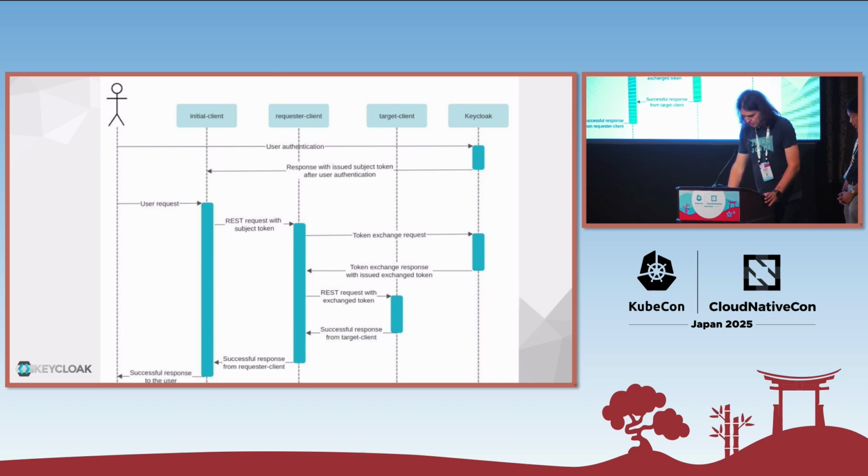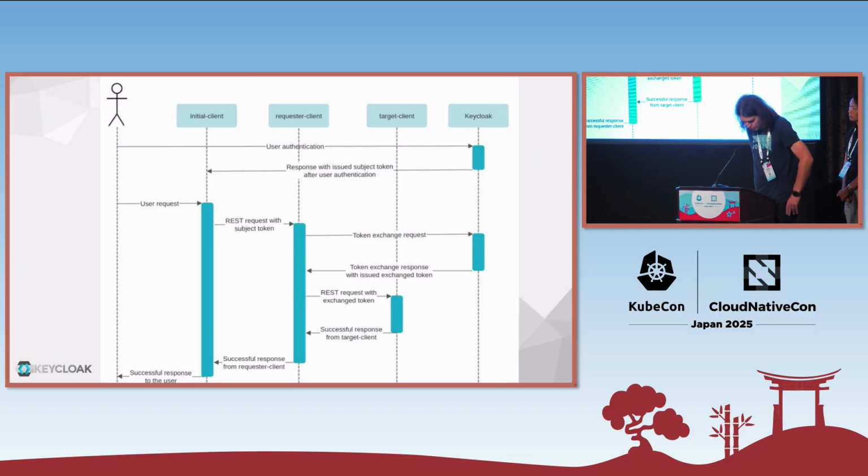Like in this picture, we can see how the typical use case can look like. So when a user authenticates to the initial client and Keycloak redirects back to the initial client, which is like a web application, the initial client has the tokens. So the first two arrows are like the classic OpenID Connect flow.